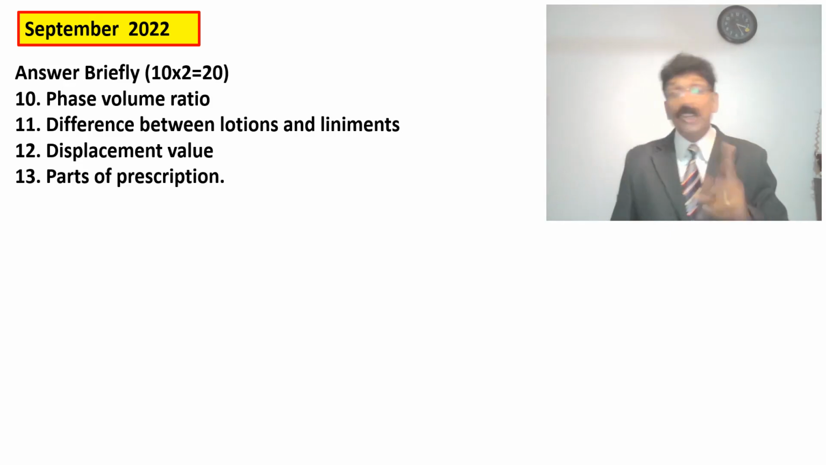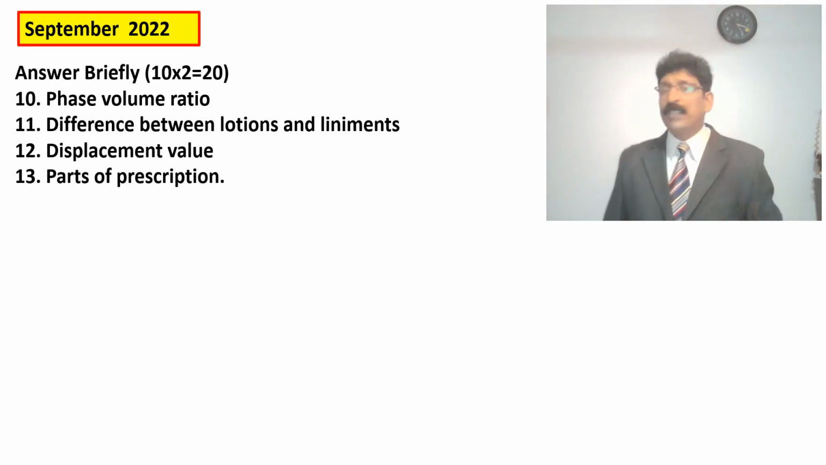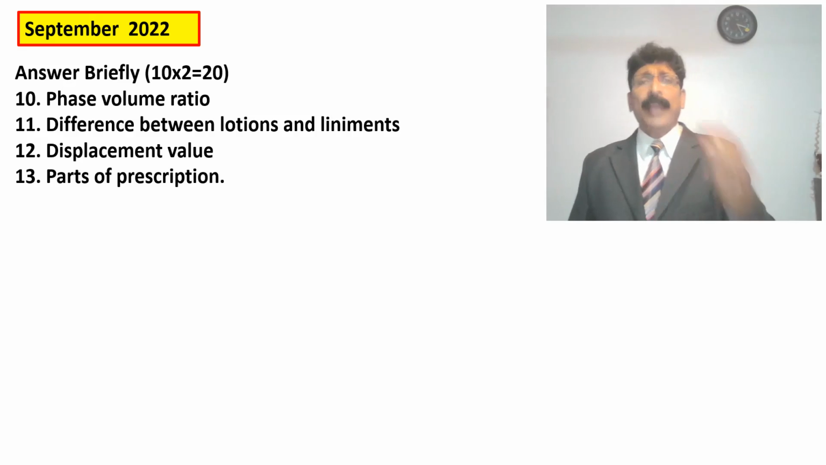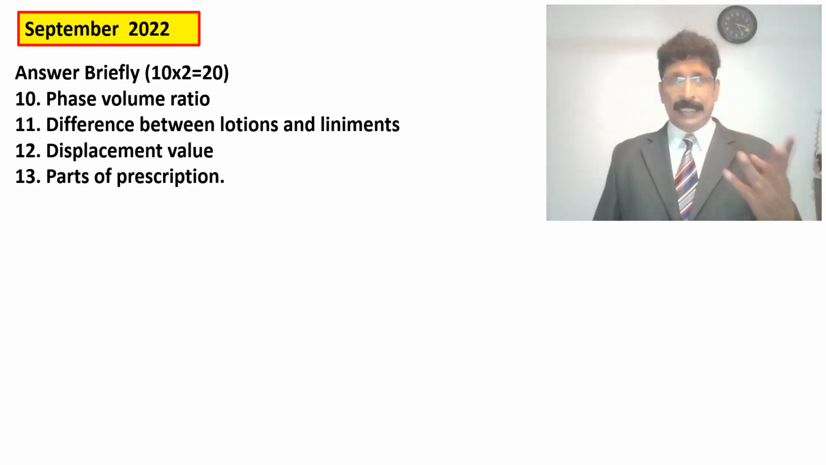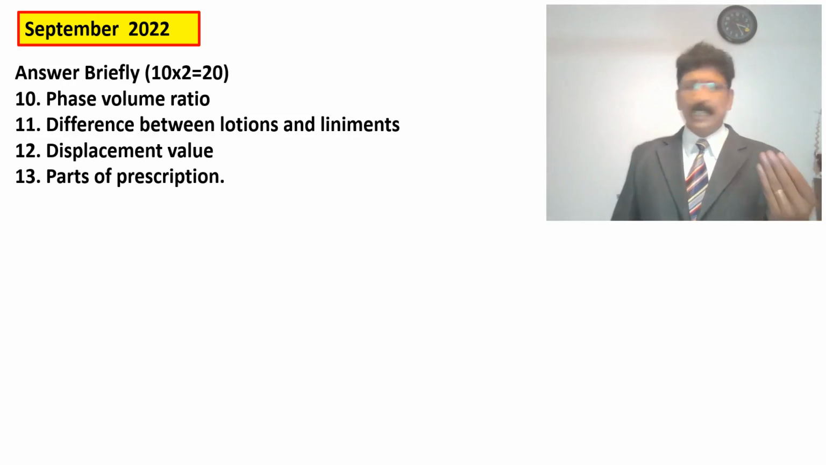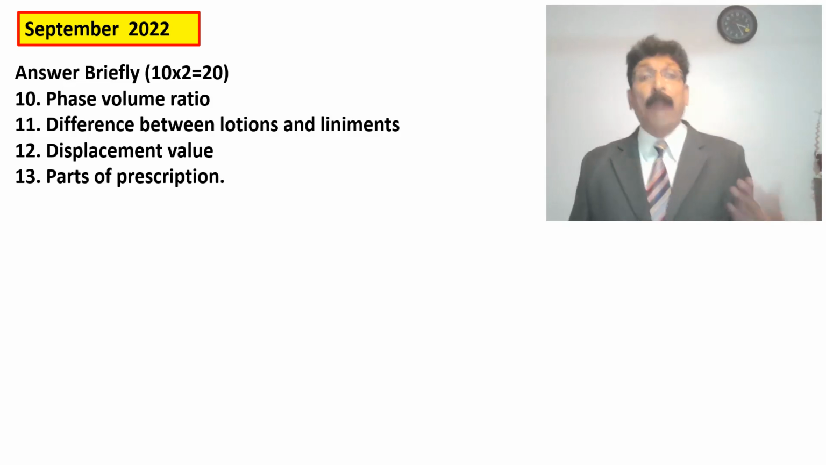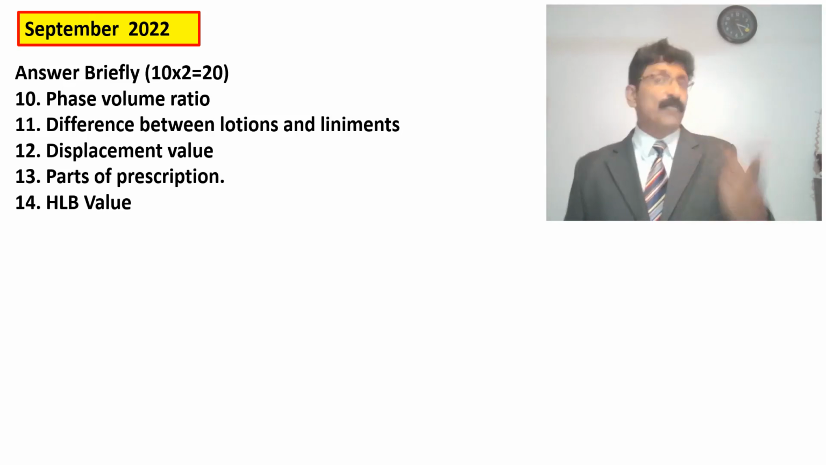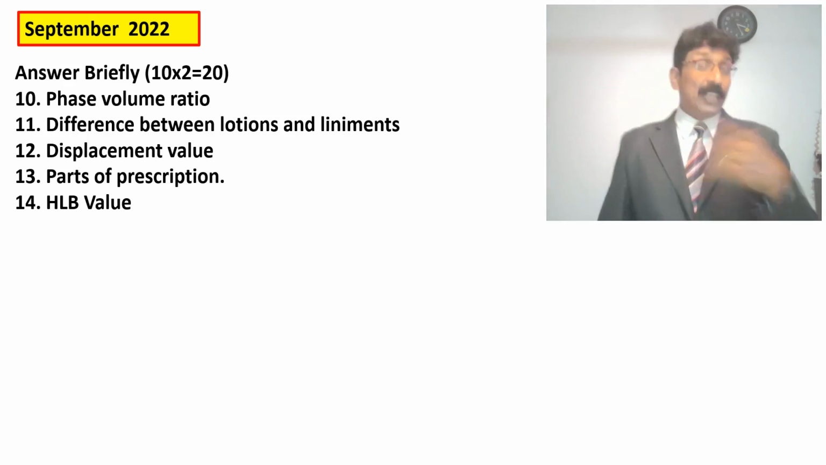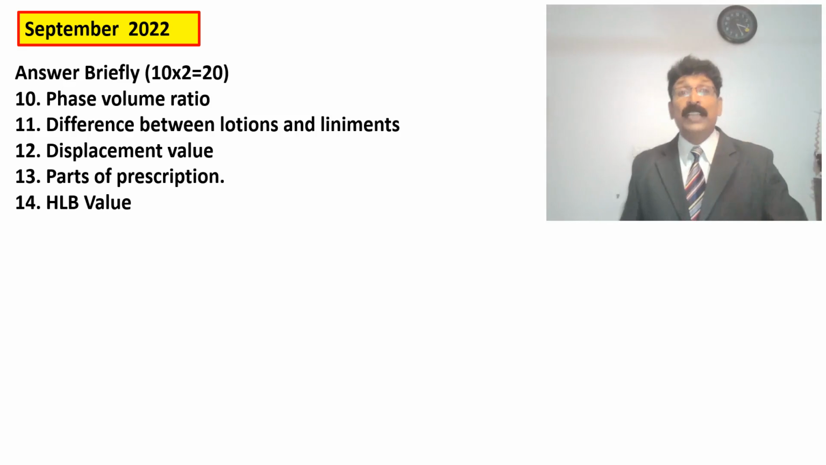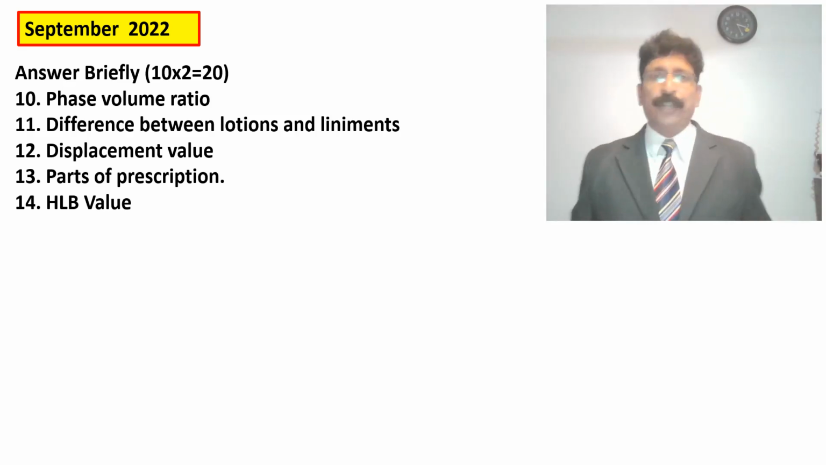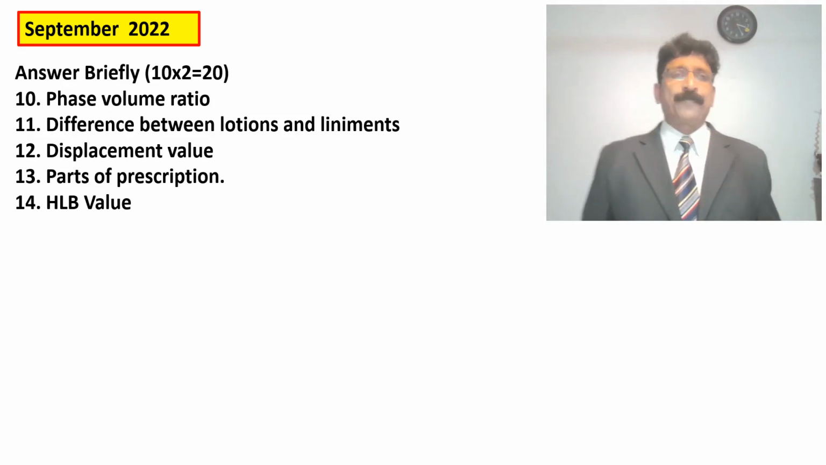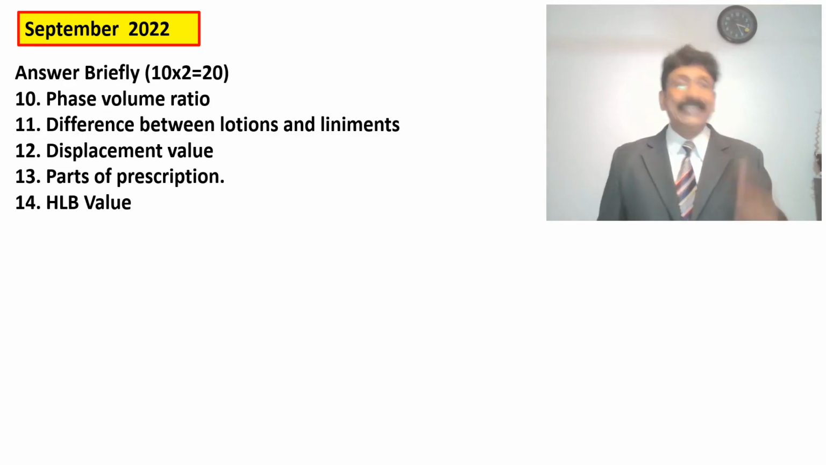Parts of prescription. What are the parts of prescription? Write in detail for 2 marks. Superscription, body, name of the patient, subscription, and all these things you can write as parts of the prescription. HLB value: hydrophilic lipophilic balance value. Pharmaceutics means you will be studying the physicochemical properties of any excipients or the products or the pharmaceutical preparation. So that you should define.